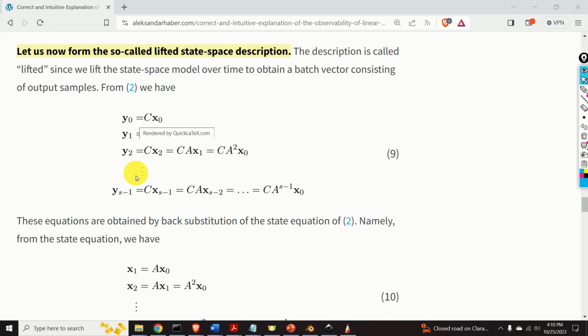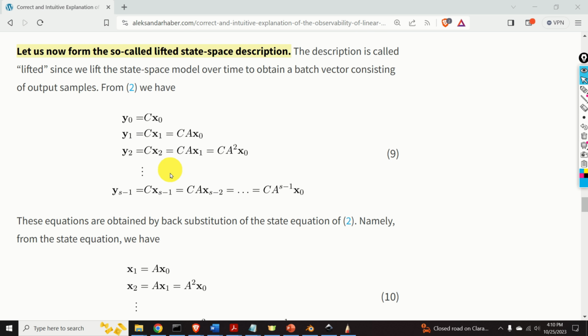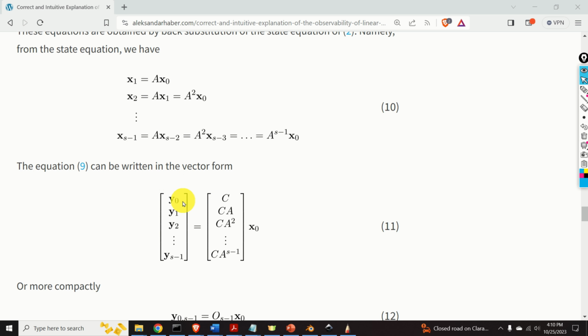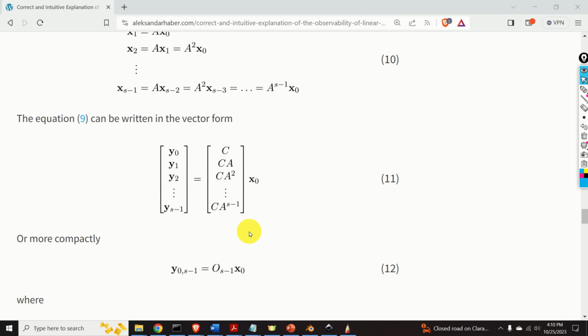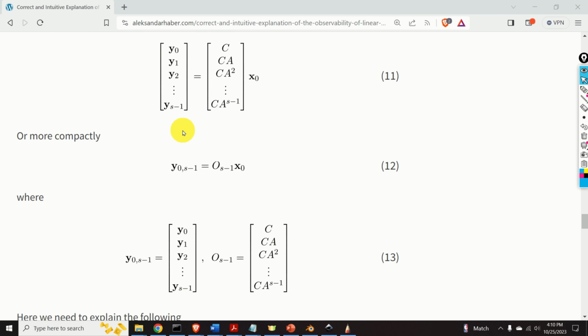This chain of equations can be compactly written like this. I'm just writing the chain equations in the vector form. I take y0, y1, y2 until y(s-1), and I group these quantities in a vector. And on the right hand side, I have this matrix multiplying a vector. More compactly, this equation can be written like this. And let's explain this notation.